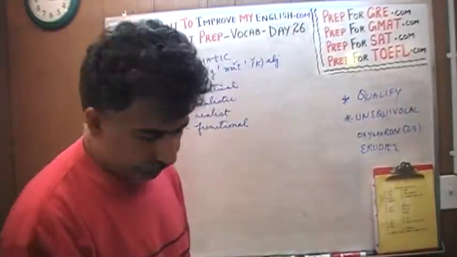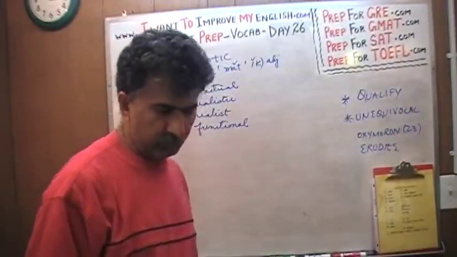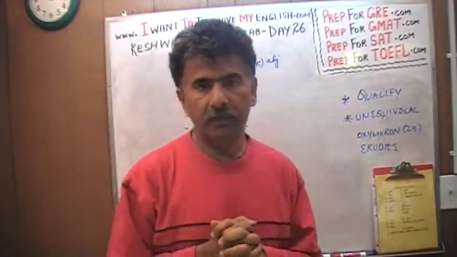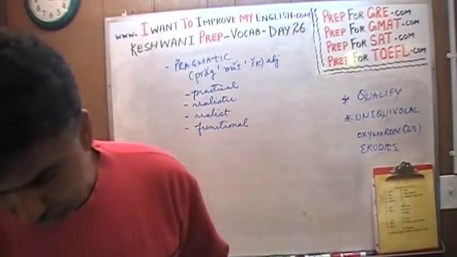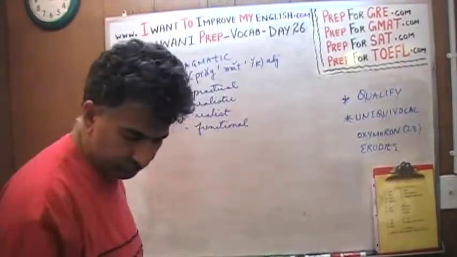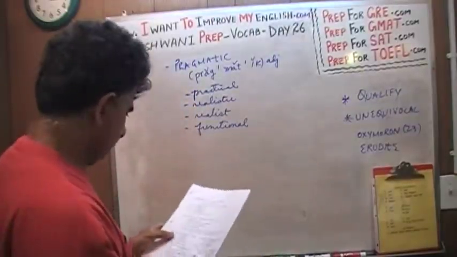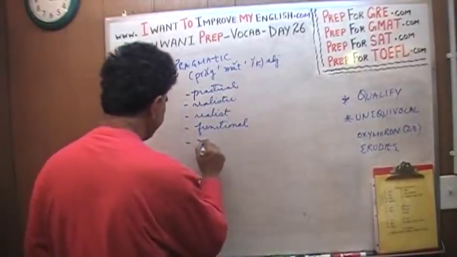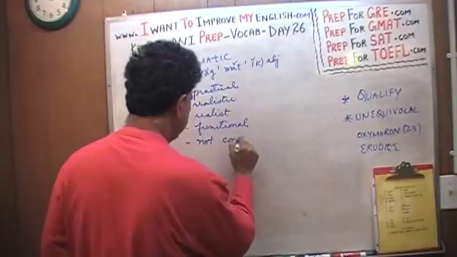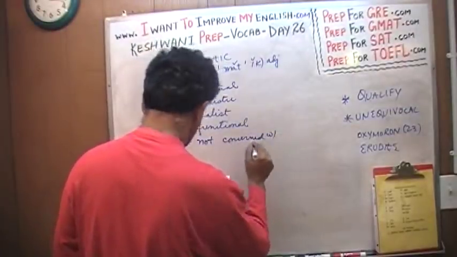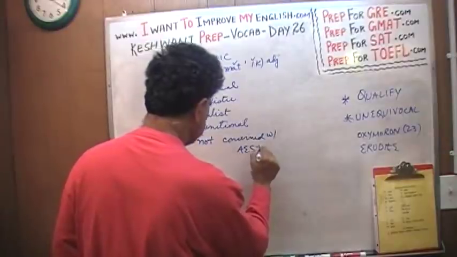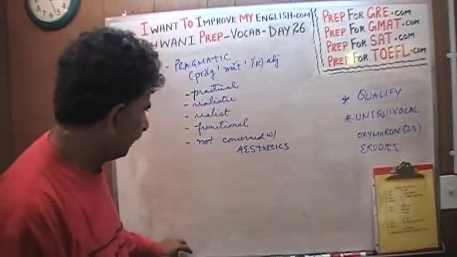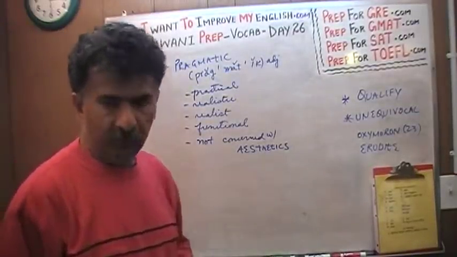So if you're being pragmatic, then you're being realist, you're being functional. For example, there are two kinds of people who go out shopping for a car. Here's the word that comes to our mind: if you're pragmatic, you're not concerned with the aesthetics of the thing. The word aesthetics means having to do with beauty.